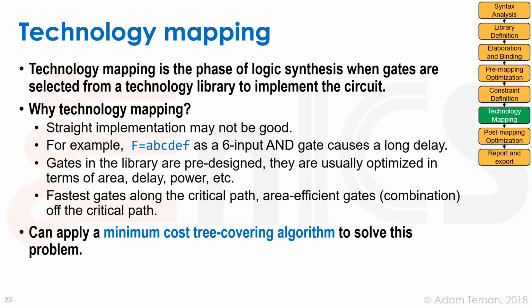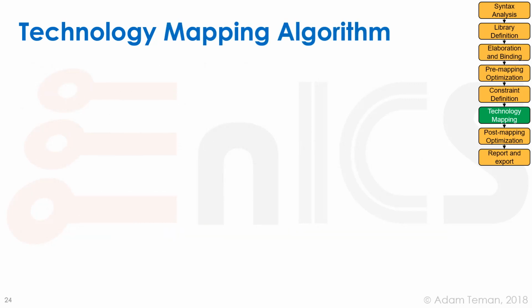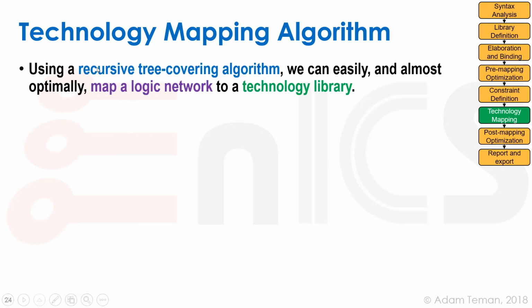If beforehand we discussed heuristics, which didn't actually find us an optimal solution, but a good enough solution, in this case we're going to actually apply some optimal algorithms which will find the best solution under a number of assumptions. So let's go over the technology mapping algorithm. What we're going to do is use this recursive tree covering algorithm. Yes, recursive. Many of our algorithms in EDA are recursive, okay? And we can easily and almost optimally map a logic network to a technology library.